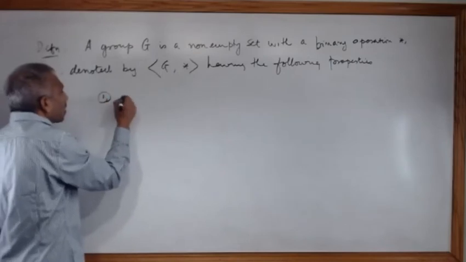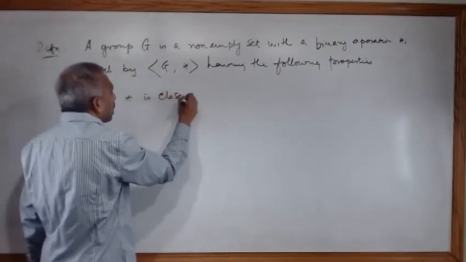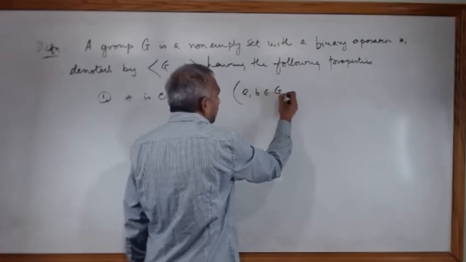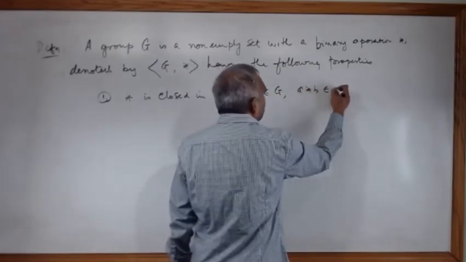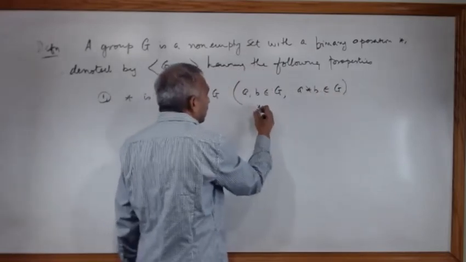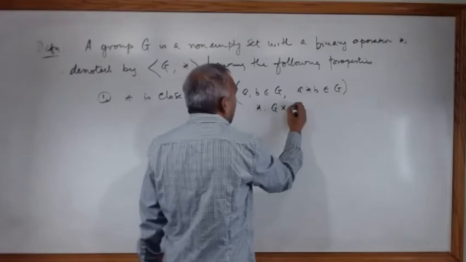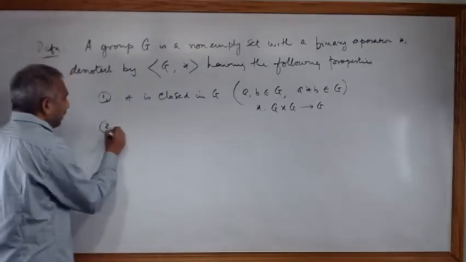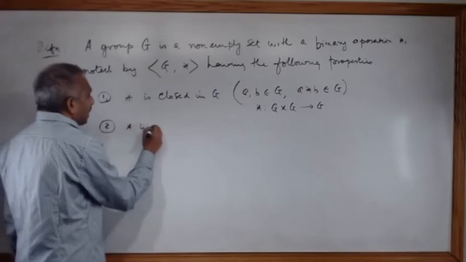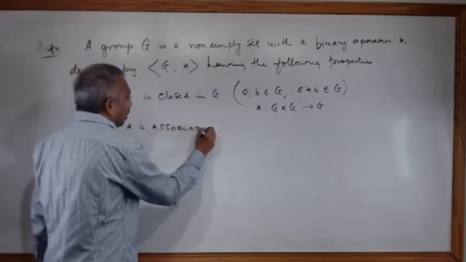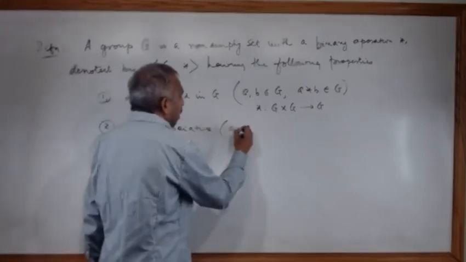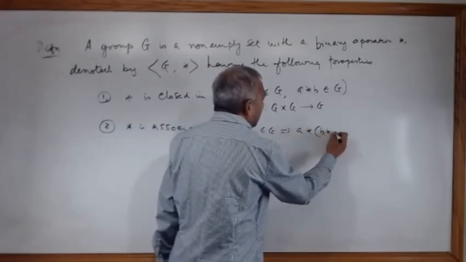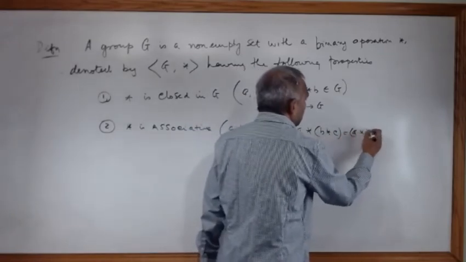The first property is star is closed in G. That means if you take any two elements in G, then A star B belongs to G. Or you can say star is a map from G cross G to G. Second property is that star is associative. That means A comma B comma C belongs to G implies (A star B) star C equal to A star (B star C).